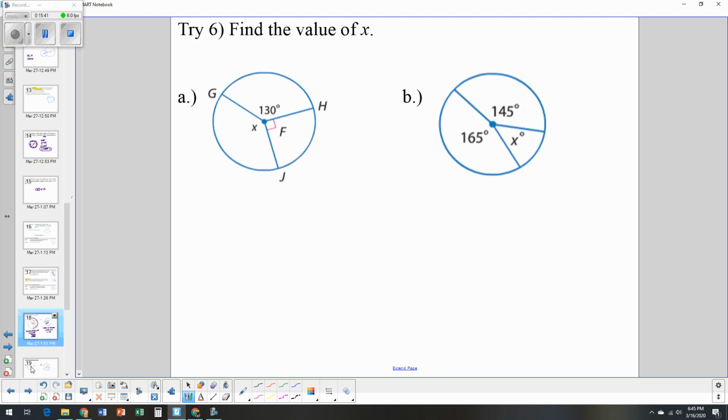So now you guys can try the next ones. No diameters in either of them. Just find the value of x. We know that each circle adds to 360. Pause when you are trying them and restart when you have your answers.